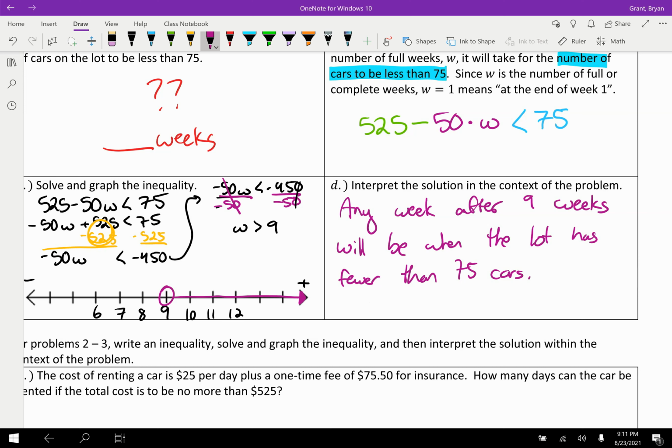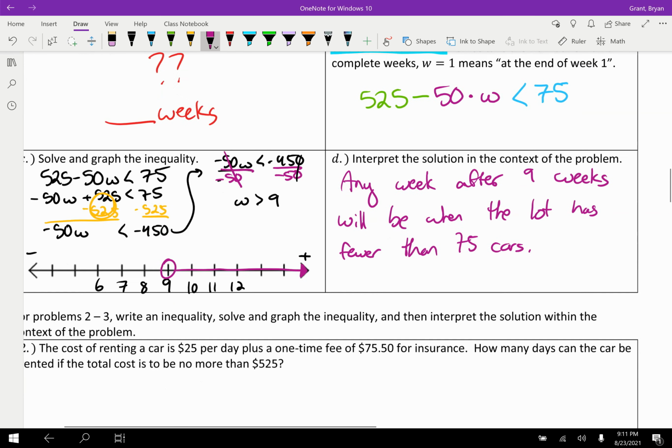So the next week, the 10th week, 75 minus 50, they'd only have 25 cars. And then the 11th week would be weird. I think the 11th week they would start to have negative cars. Maybe people would owe them cars at that point. But what we did here is we were able to solve and find how many weeks made it exactly 75, which is 9. But then they said we wanted to know when the number of cars was less than 75. And so we needed to say anything more than 9, like 10, 11, 12.